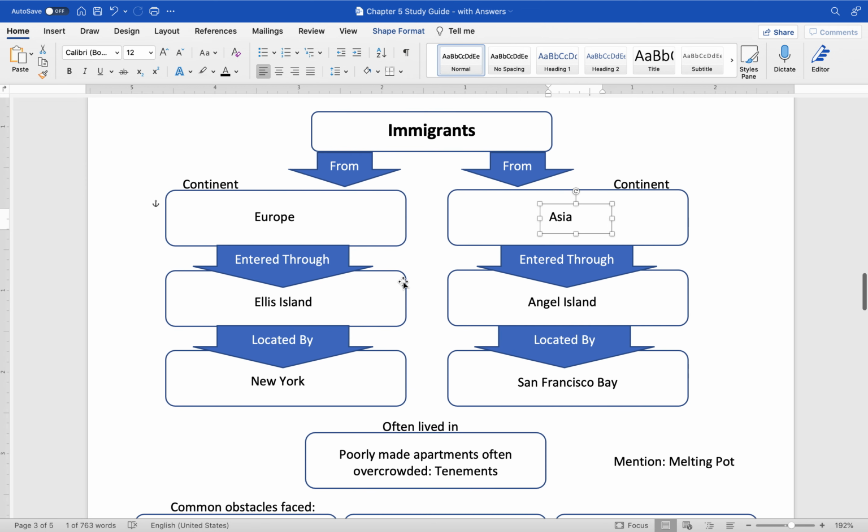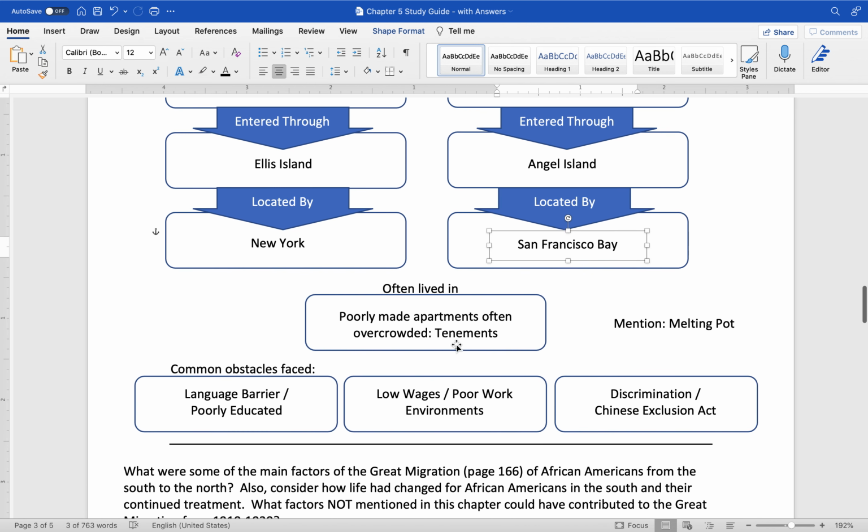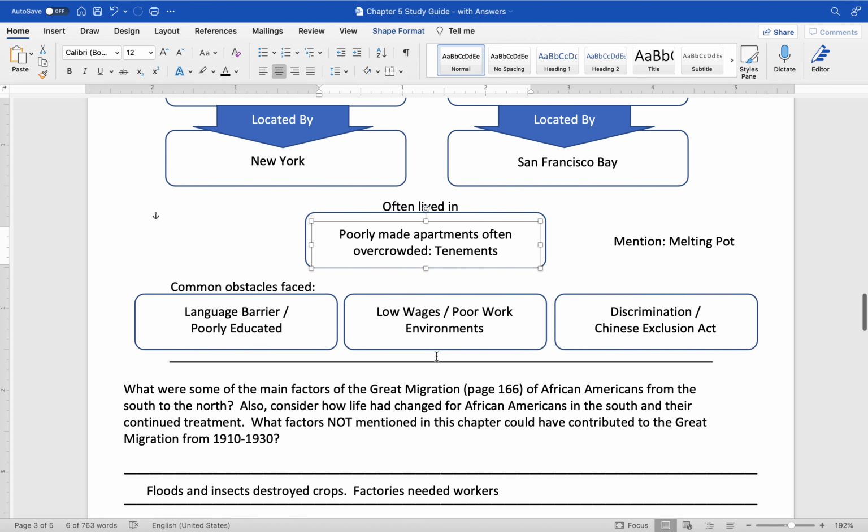If we looked at a world map, if they came from Europe, the East Coast is closer, and they went into New York. So Ellis Island in New York. If they're in Asia, that's on the West Coast. The West Coast is closer over the Pacific, and they came in through Angel Island by San Francisco Bay. That's where the majority came. They often lived in tenements, which are poorly made apartments.